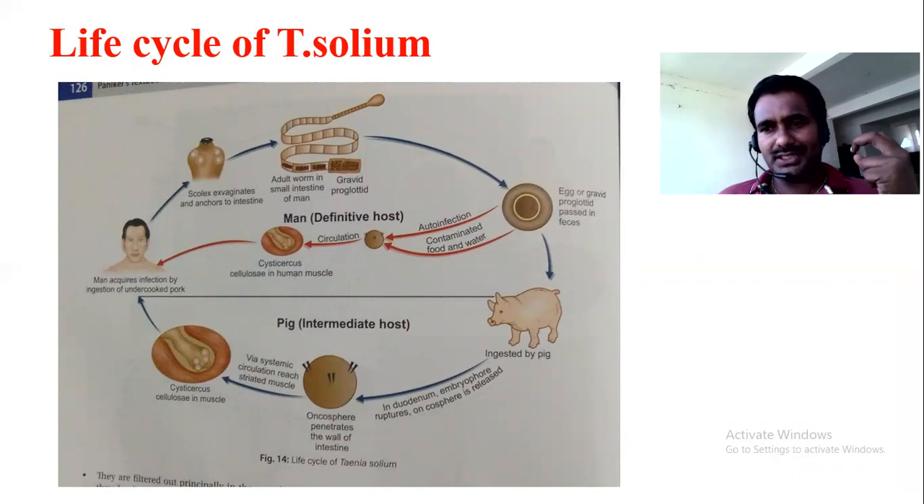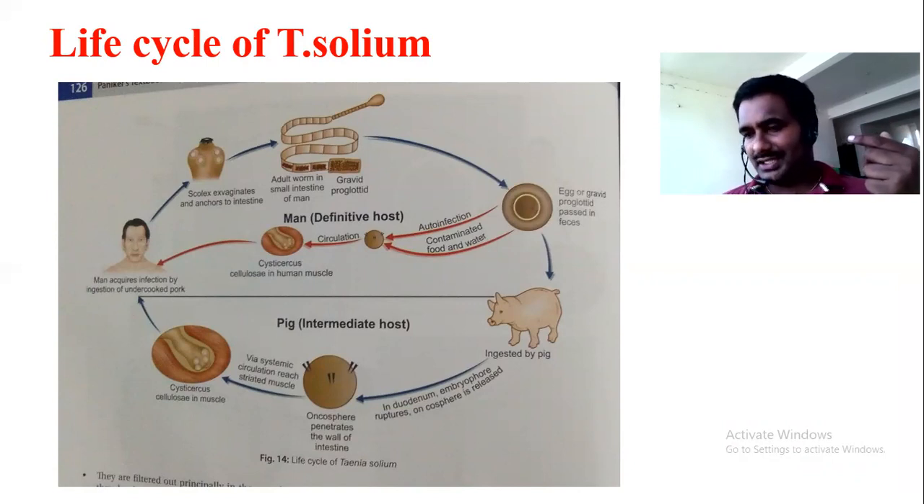So the adult worm, we know, has a scolex, neck and strobila. The strobila has immature, mature and gravid forms. The gravid form releases the proglottids. Eggs are in the gravid proglottids, which are passed in the feces sample. One more thing here: the person may get auto infection.